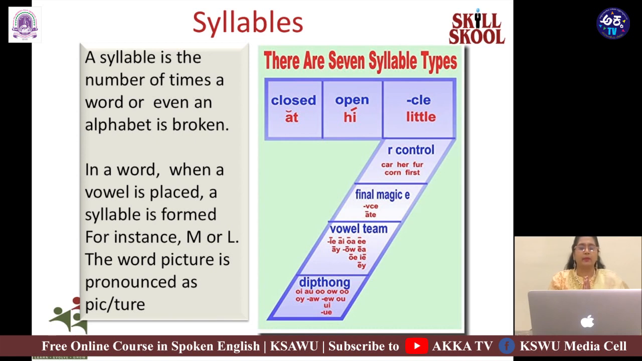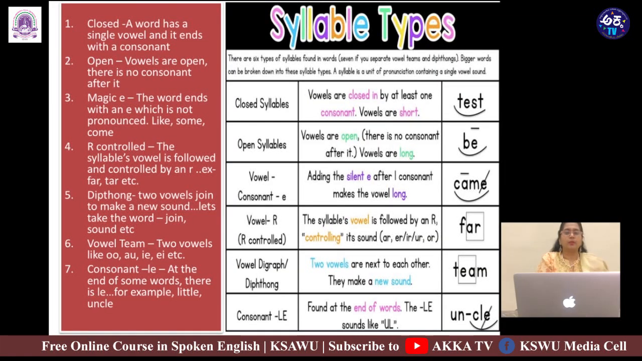For example, whenever we say the word picture, we say pic-ture. But the stress is on the vowel, the first syllable. There are 7 syllable types: closed, open, the ones ending with LE, the R-controlled syllables, the final magic E syllable, then a vowel team syllable, and diphthongs.